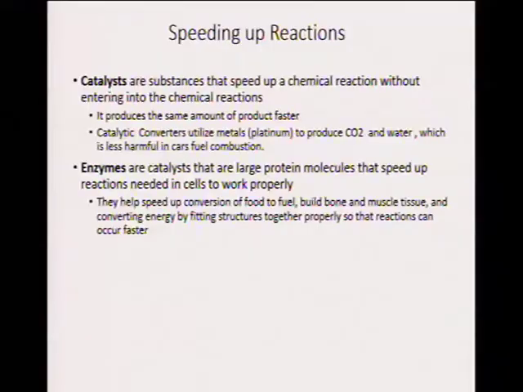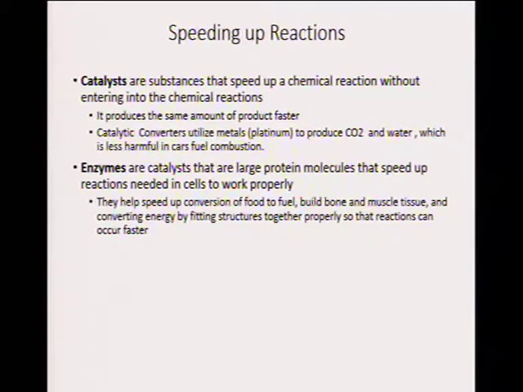We have catalysts. Catalysts are substances that speed up a chemical reaction without taking part in the chemical reaction themselves. They produce the amount of product faster. For example, we have catalytic converters that are used in cars to produce carbon dioxide and water, which are less harmful, from the car's fuel combustion.